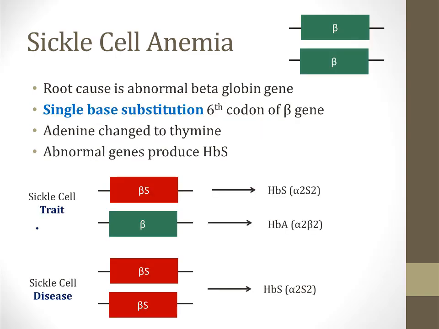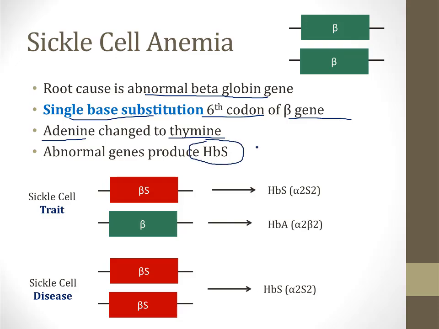Each of us is born with 2 beta globin genes. We get 1 gene from each of our parents, and those genes code for the beta globin proteins that are found in hemoglobin. The root cause of sickle cell anemia is an abnormal beta globin gene. Specifically, children born with sickle cell anemia have a single base substitution at the 6th codon of the beta globin gene. Recall that genes are made up of DNA which contains nucleotides, and nucleotides include a base. In sickle cell anemia, a base that is supposed to be adenine is changed to thymine.